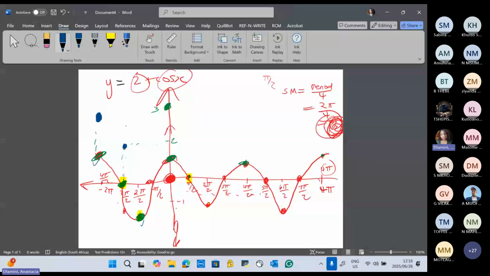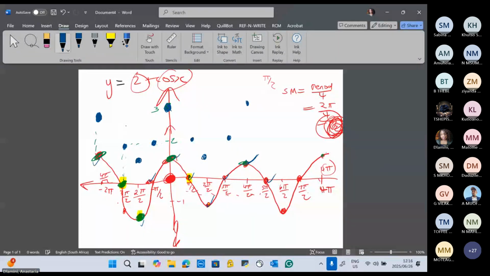And then this point goes to 2, and then this point goes to 3, and then this point goes to 2, this point goes to 1, and then this point goes to 3, and then this point goes to 2, this one 3. And then this point goes to 2.